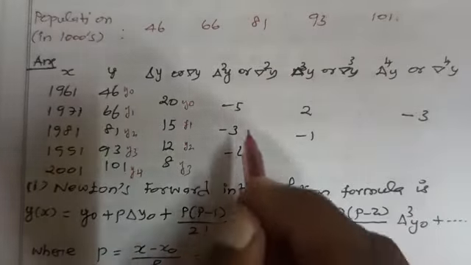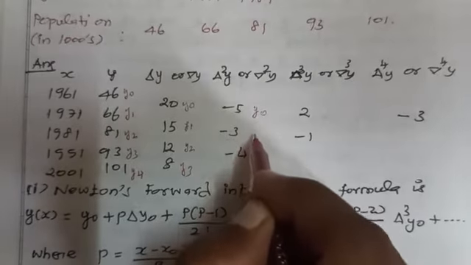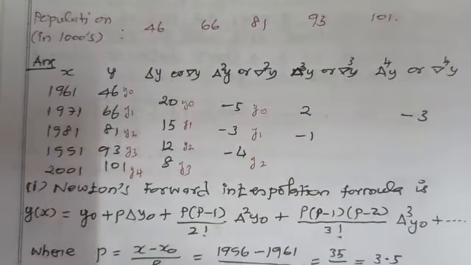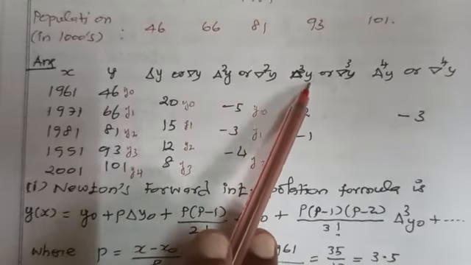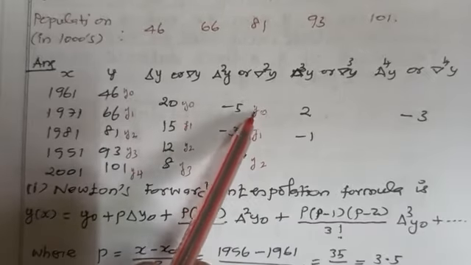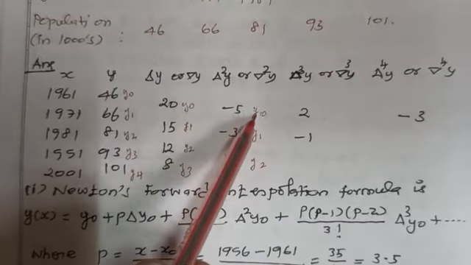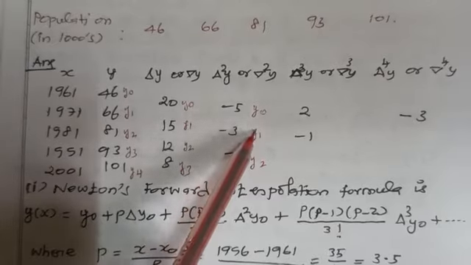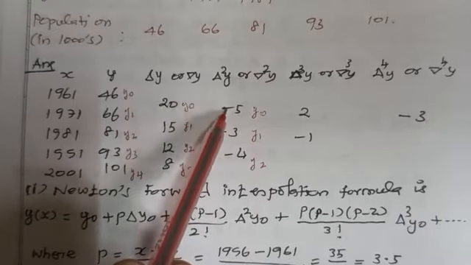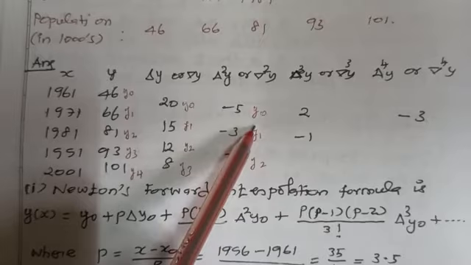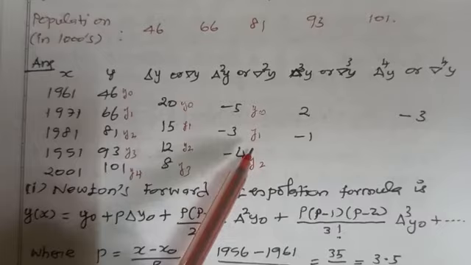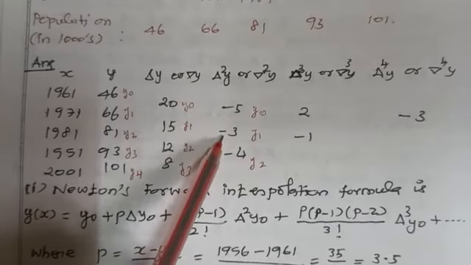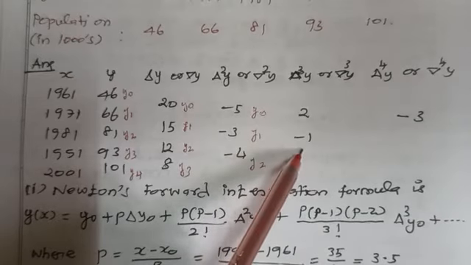Next delta cube y. We start with y0, y1 and y2. Minus 3 minus the already present minus 5 will change into plus 5. The difference is 2. Then minus 4 minus the already present minus 3, that is minus 4 plus 3. The difference is minus 1.